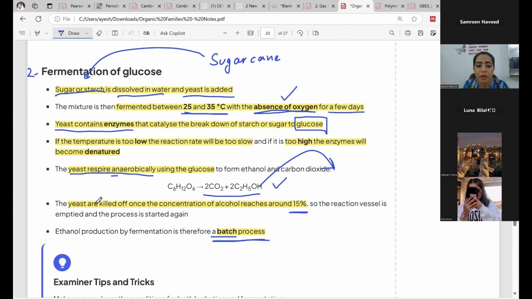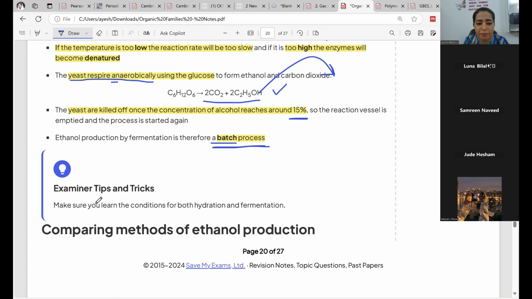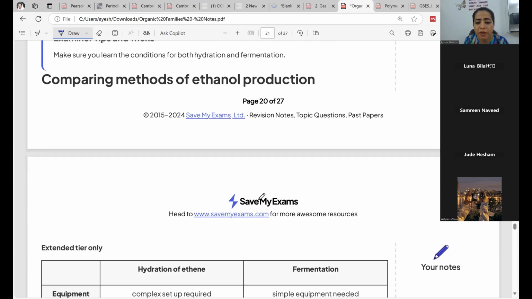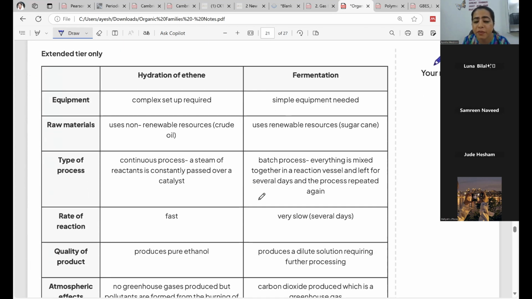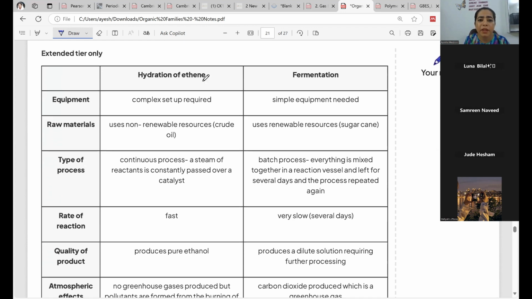Okay. So now let's see a comparison between these two methods. As we said, both the methods have some benefits and some drawbacks as well. In the case of the hydration of ethene and fermentation, both methods are here. For the equipment, hydration of ethene needs complex equipment or setup to do the reaction. Fermentation needs simple equipment. No need to remember what type of equipment is needed, just simple and complex.